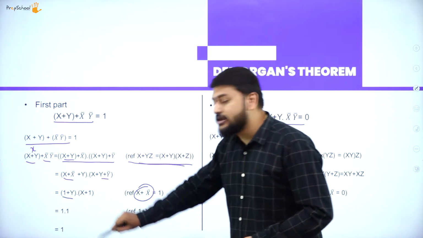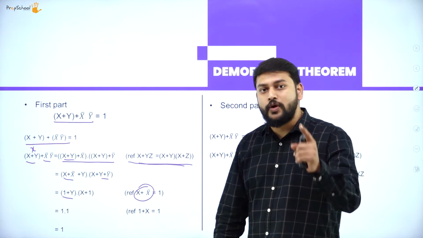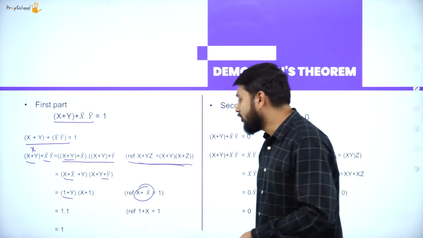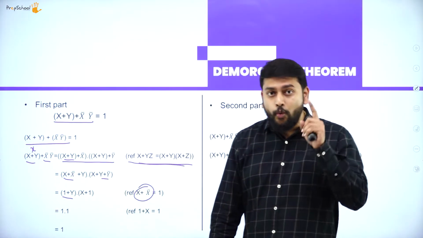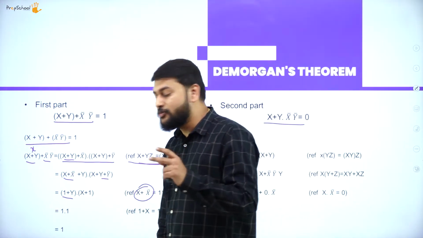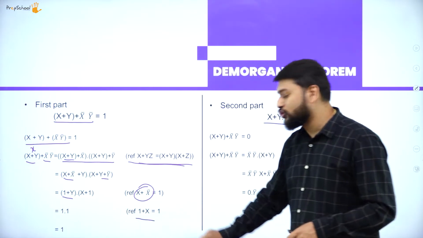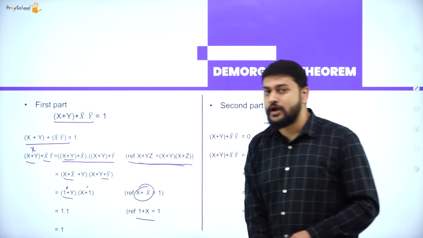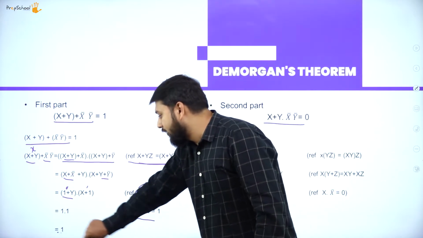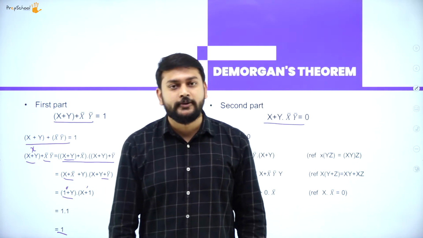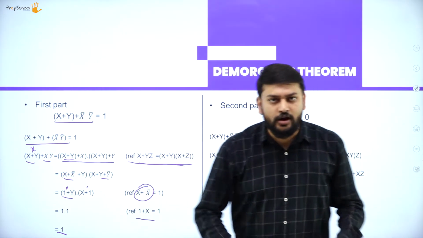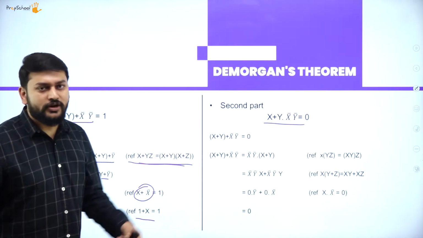So I will solve the next step, that is (1 + y) into (x + 1). When you have 1 plus x or 1 plus y, with reference to this, I will treat this as 1 and this also as 1. So 1 into 1 will be 1. Hence, it is proved. This is the first thing you have to remember. Let's come to the second one. If you understand the first one, the second one is very simple.